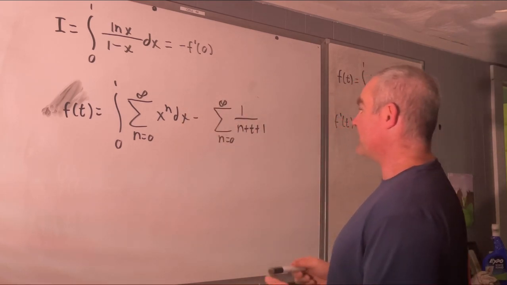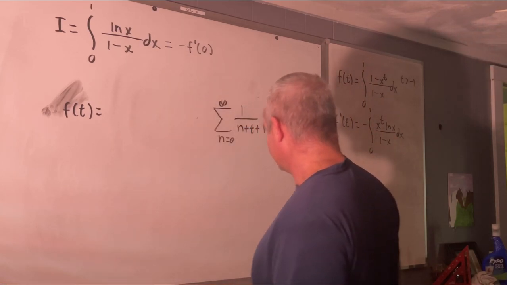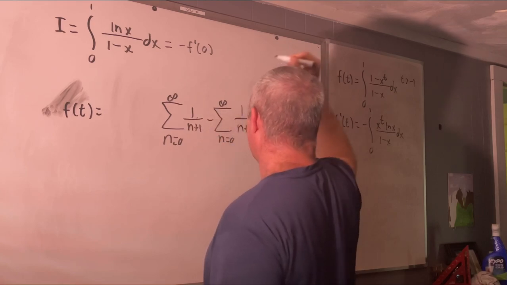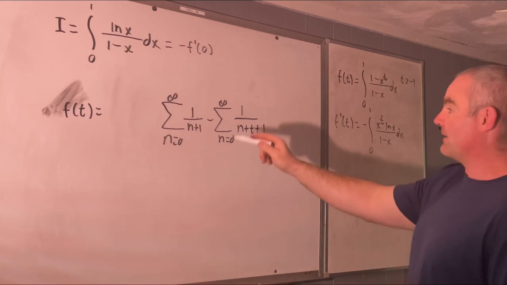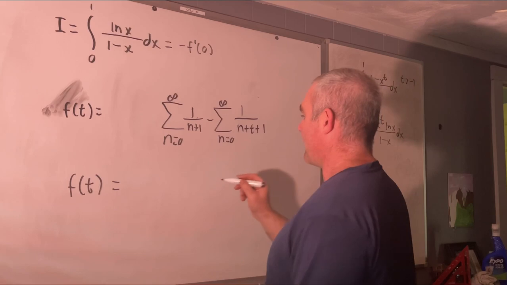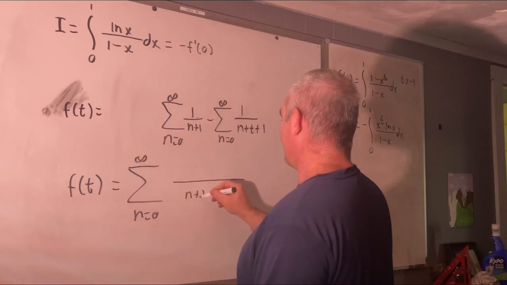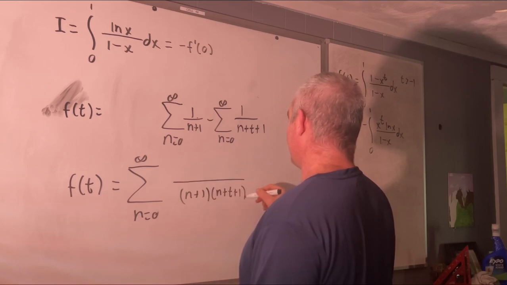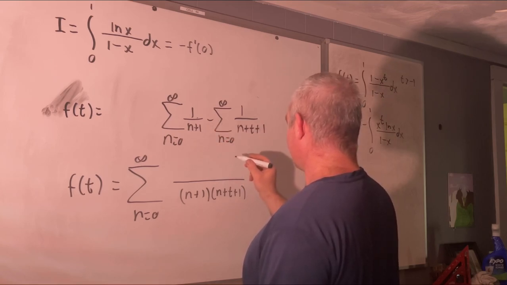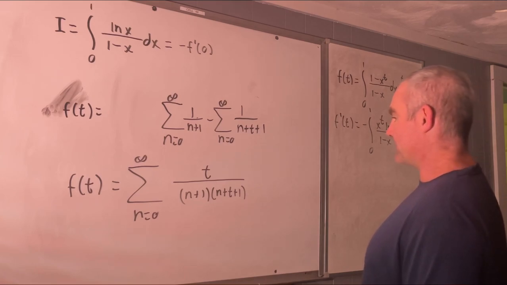And likewise, this one will just become the sum from n going from 0 to infinity of 1 over n plus 1. So that's our f of t. We can combine these into one sum. Let me see if I can do this fairly quickly. Our common denominator is going to be n plus 1 times n plus t plus 1. And here we'll have an n plus t plus 1, and then we'll have a minus n minus 1, so we'll just get a t, right? N plus t plus 1 minus n minus 1, we'll just be left with a t. So that's valid. That's our f of t.